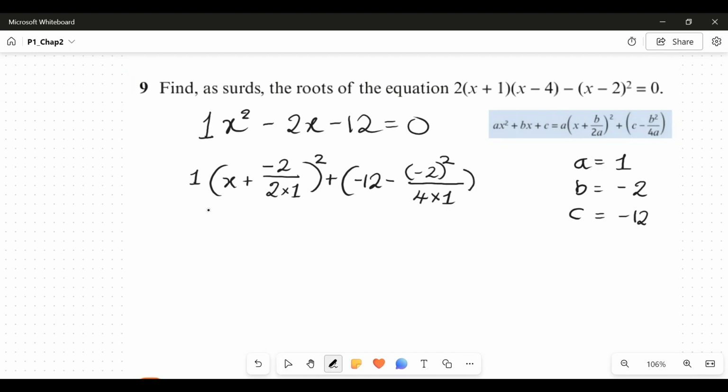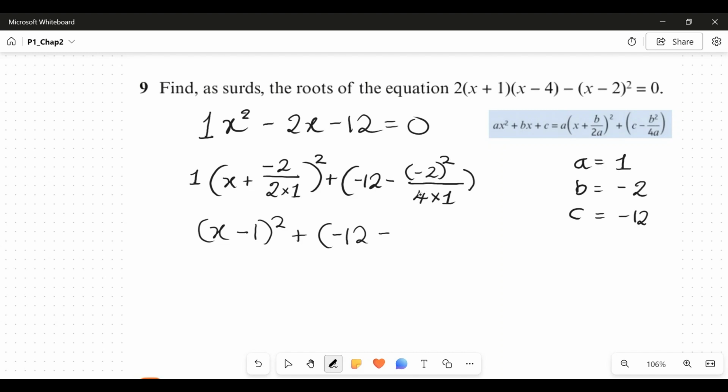Then we can do some more simplification. So we can ignore the 1 here, and we can write it as x plus negative 2 divided by 2, which is negative 1. So we can write that as (x minus 1) whole squared, plus we have minus 12, and then minus, we have minus 2 squared, which is 4.